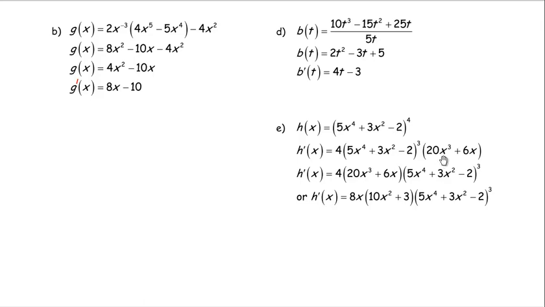Now the derivative of 5x to the fourth would be 20x cubed. Remember, 4 times 5 is 20. Reduce the exponent by 1 from 4 to 3. And derivative of 3x squared would be 6x. Now, it's generally considered a little better mathematical form to write the larger power on the end. So I put the 20x cubed 6x here. So I just rearranged from the second line to the third. So that I stuck in between the 4 and the bracket here.